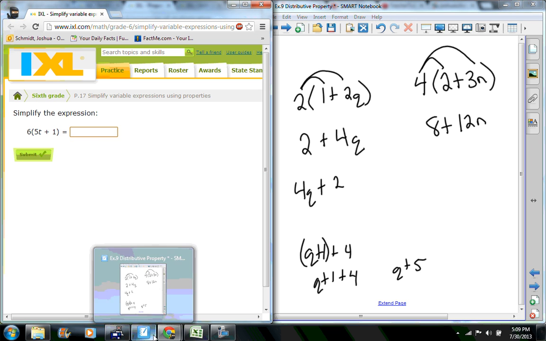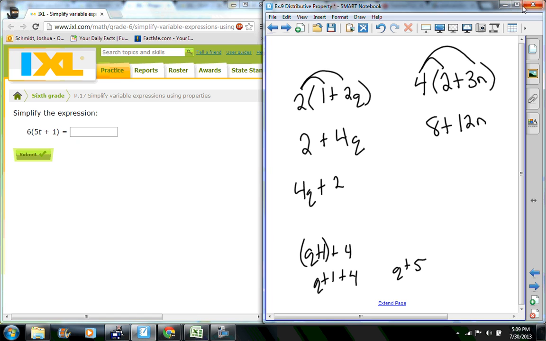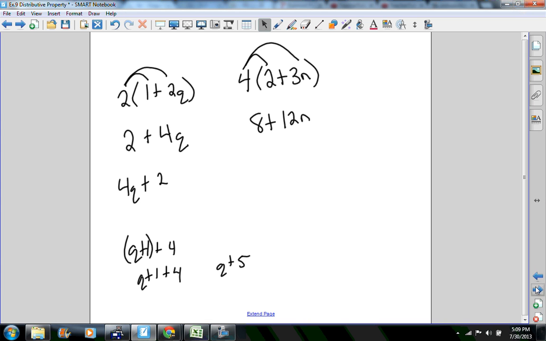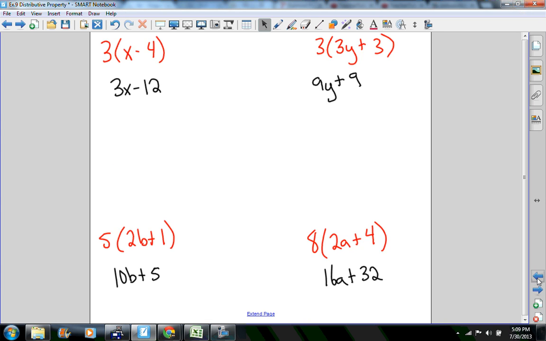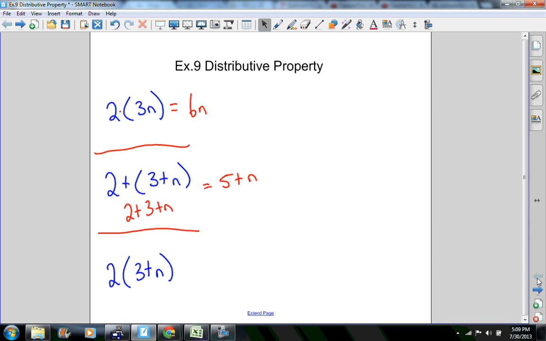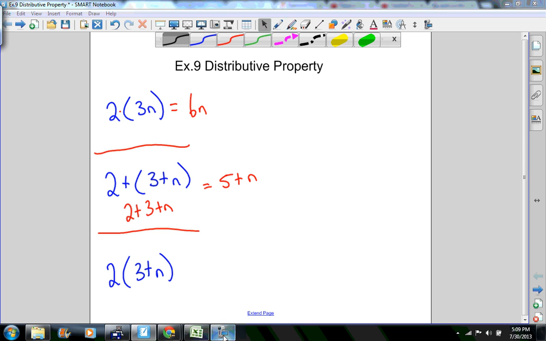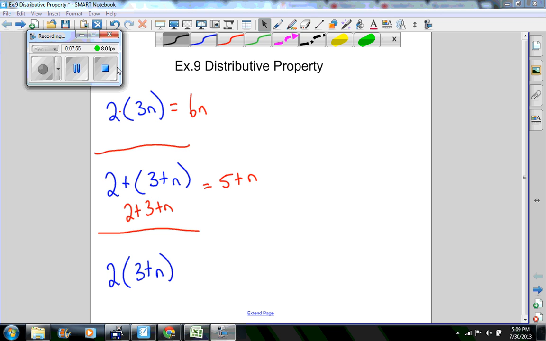All right. The other one that we want to keep our eyes open for is, like we talked about at the beginning, if you're given a problem like this, 2 times parentheses 3n, and since that's one term in the middle and there's no addition or subtraction sign, it's just the 2 times the 3 to give us the n on the back. Okay? I just want to show you as many examples as I could here so you wouldn't be too shocked if you saw any of them. Questions, please ask me.